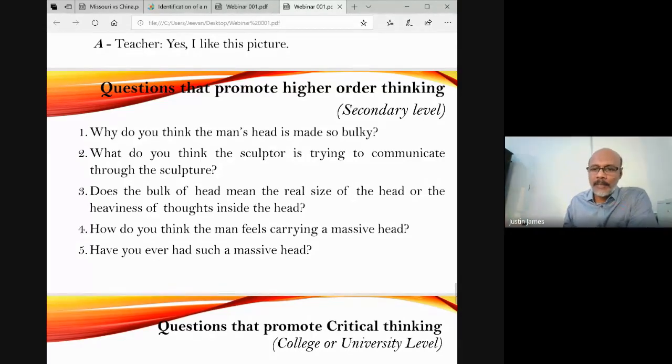Ask them, why do you get headaches? When do you get headache? Have you ever experienced clouded thinking? Too many things coming to your mind at a time. These are the ways we can generate communication in the class. That's the last question. Have you ever had such a massive head when you think about problems?